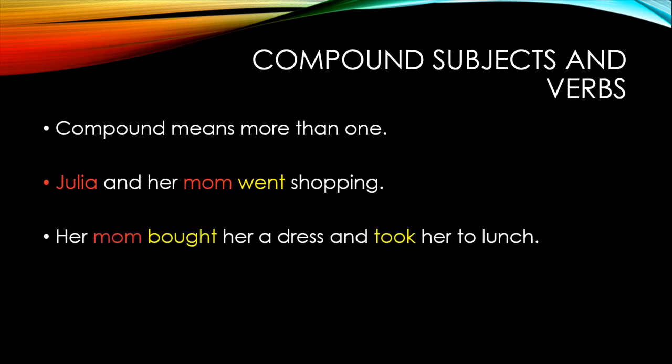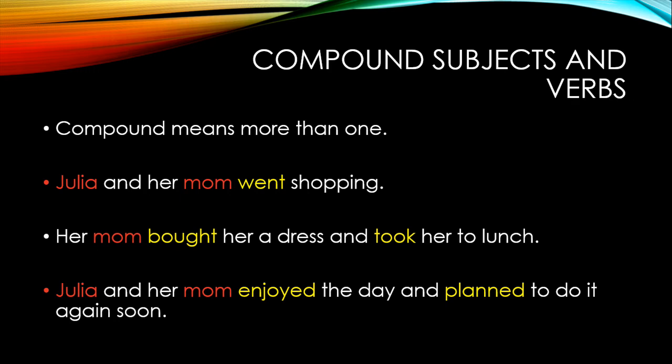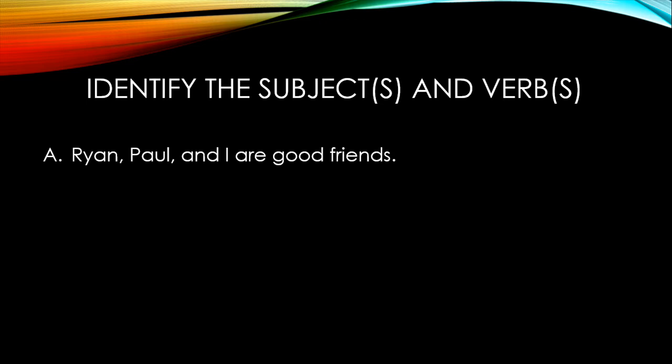Her mom bought her a dress and took her to lunch. Well, here we have a subject, mom, doing two things. She bought the dress and she took Julia to lunch. She's a really nice mom. Here we have both Julia and her mom, two people doing two things, enjoyed the day and planned to do it again soon. So we have a compound verb and a compound subject. Let's try it. Identify the subjects and the verbs. Ryan, Paul, and I are good friends.